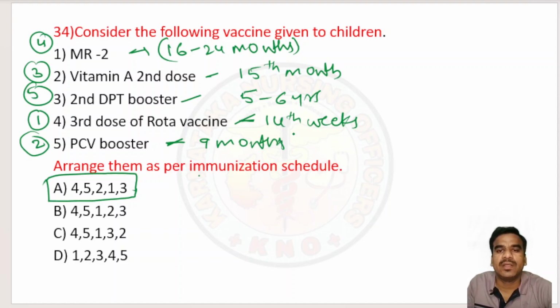So the first one will be the 14th week, so this will come first, and second is the PCV. Okay, and third one is the vitamin A, and fourth one is the MR2, fifth one is the second DPT booster, that is the 5 to 6 years of age we are giving.